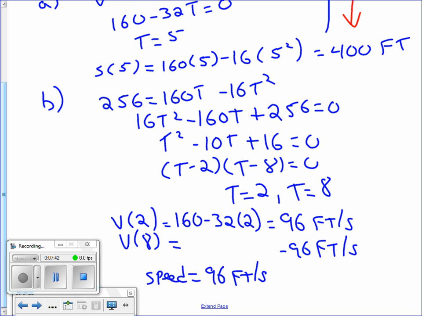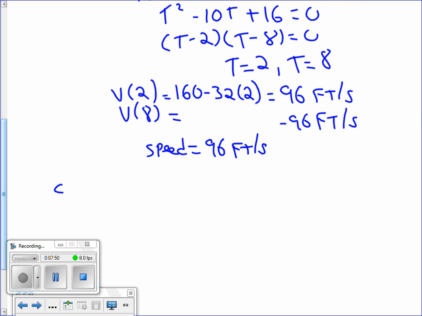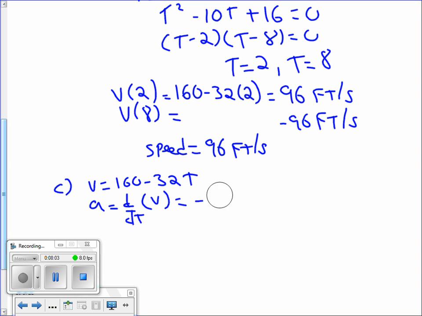Okay. So for C, what's the acceleration? Well, if velocity was 160 minus 32t, acceleration is a derivative, which is just negative 32. What are the units on that? Is that the right value for gravitational acceleration? Close enough.